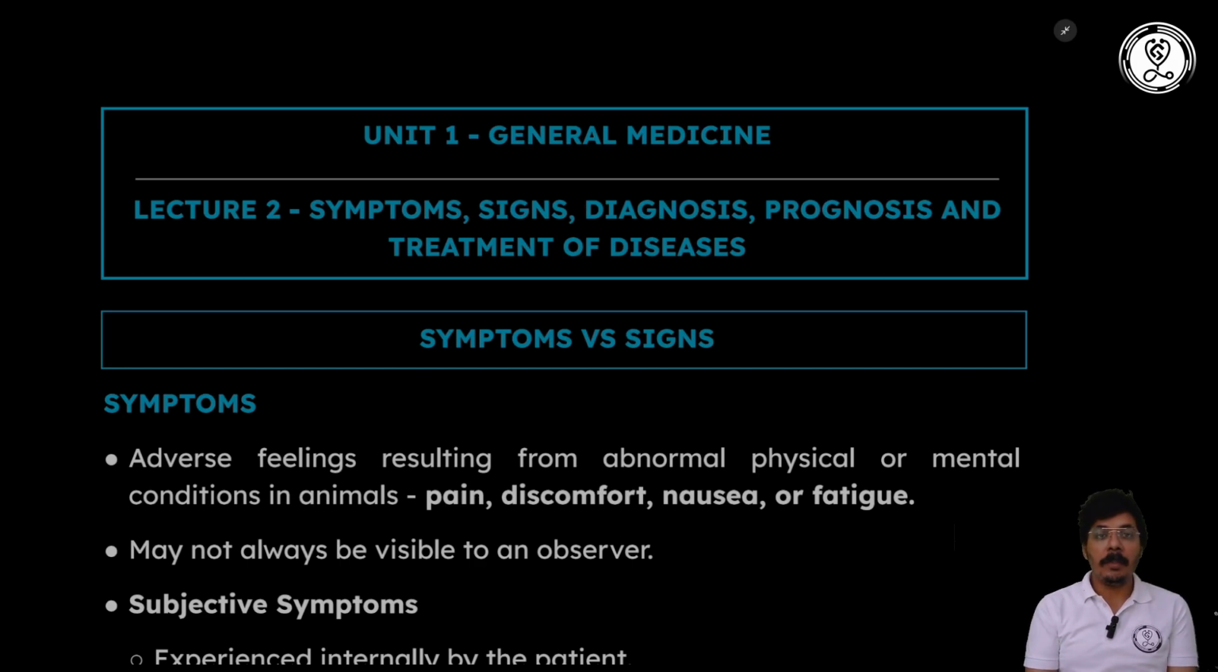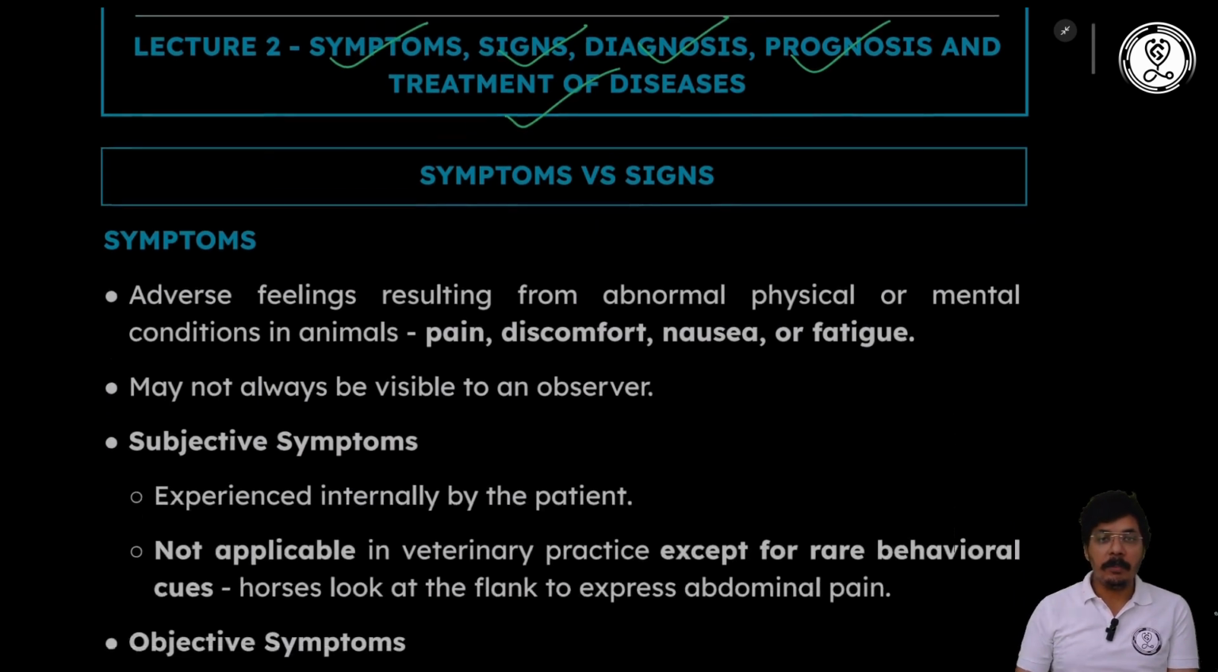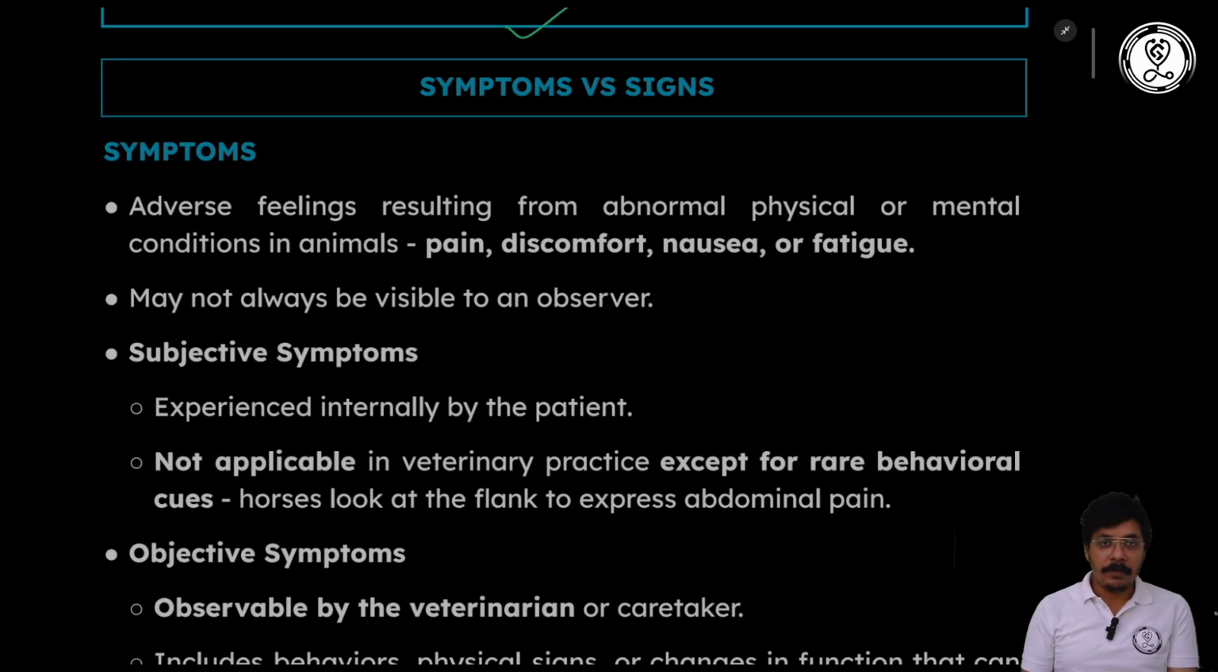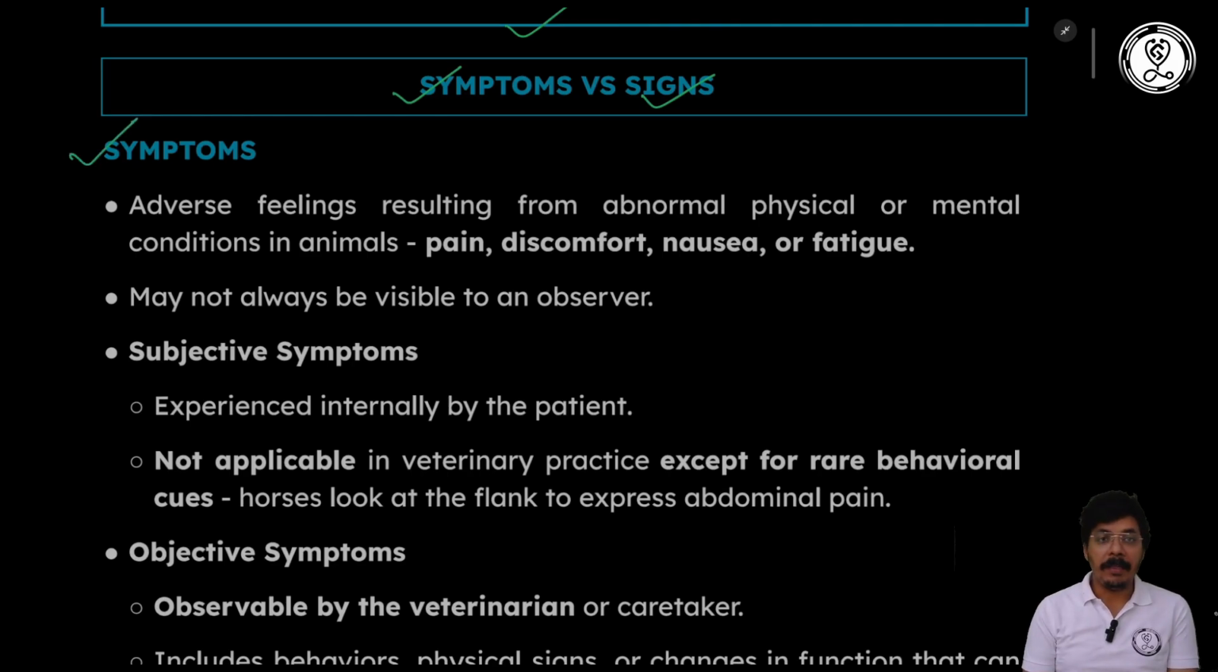So here we are with another lecture, lecture number 2 of Unit 1, that is General Medicine. In this lecture, we are going to talk about the symptoms, signs, diagnosis, prognosis, and the treatment of disease. So without any further ado, let's get started. First of all, we are going to talk about symptoms versus signs. So the first thing is, what do you understand by symptoms?